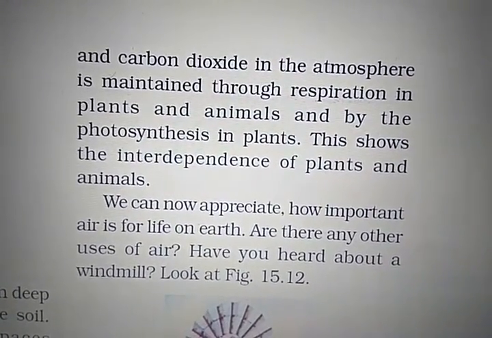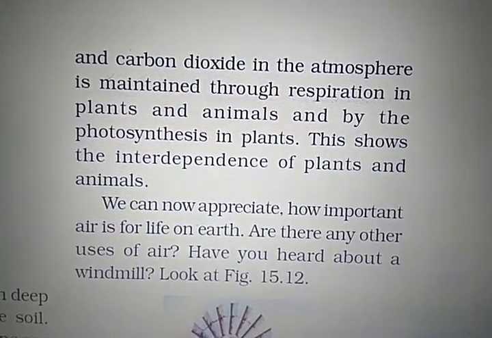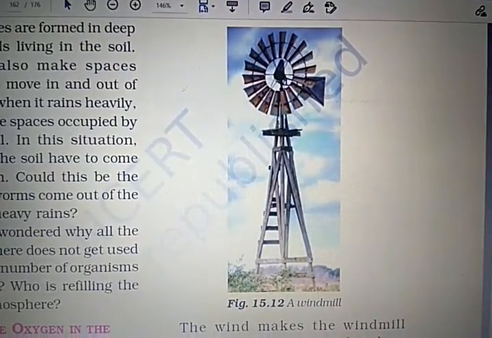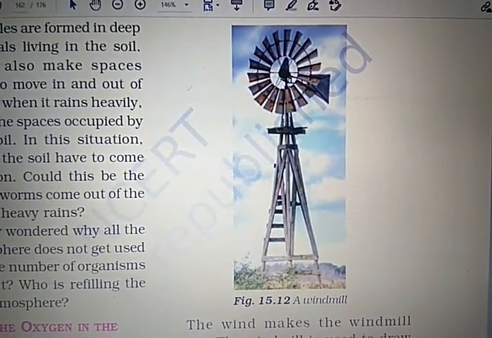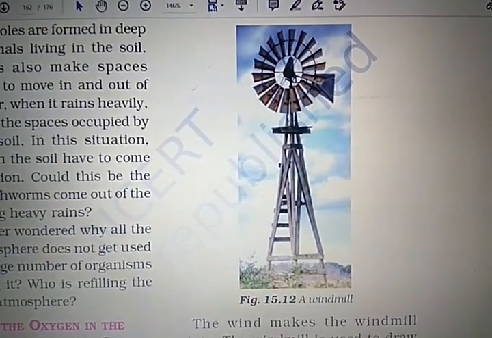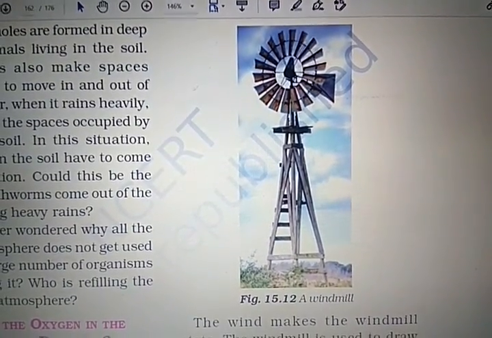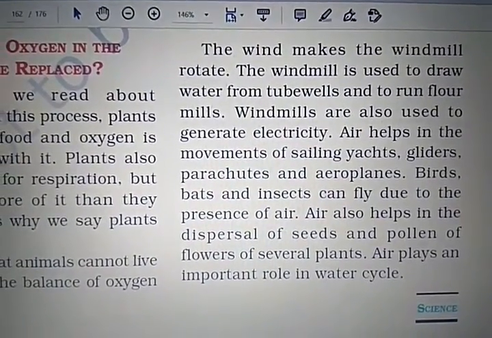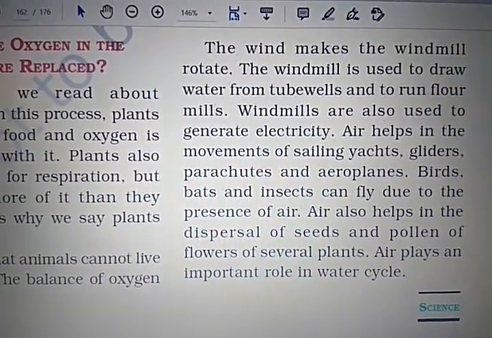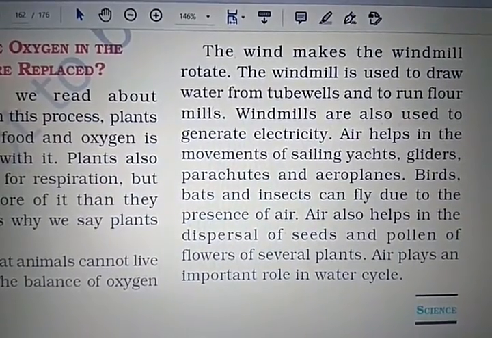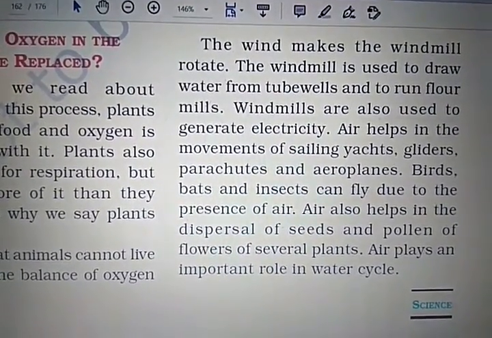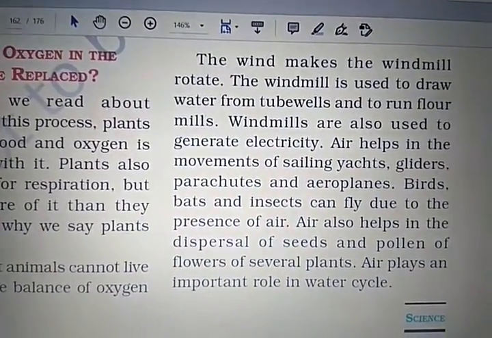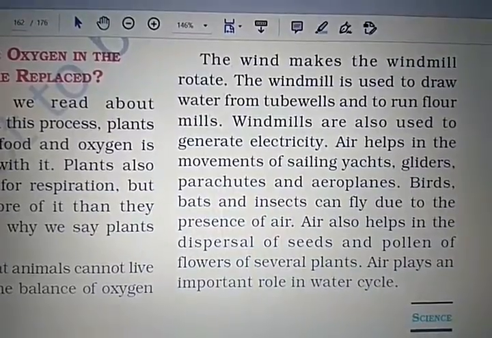Are there any other uses of air? Have you heard about a windmill? Yes, as you see the windmill, through this we can get energy with the help of air. The wind makes the windmill rotate. The windmill is used to draw water from tube wells and to run floor mills. Windmills are also used to generate electricity.